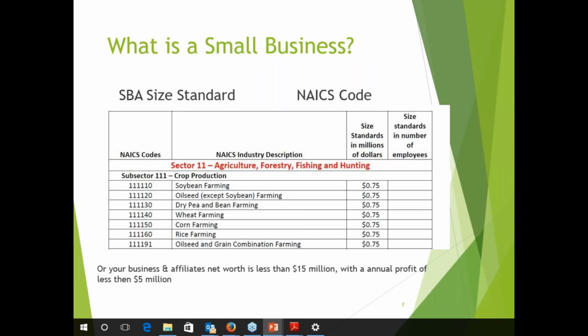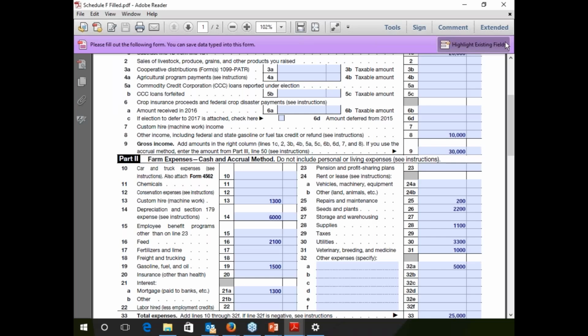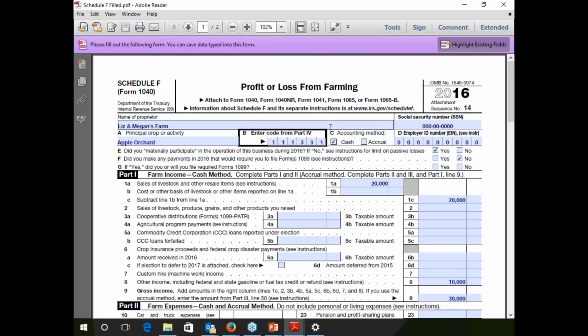So here's where knowing the NAICS code on the tax forms comes in, and I will pull the Schedule F back up. Again, lots of farmers use the Schedule F, not all do. And a lot of farms don't know their NAICS code, but where it says in box B, enter the code from part 4, that's it. That's your NAICS code. For instance, let's use this one. This is Liz and Megan's farm. We are an apple orchard, and this is our NAICS code.